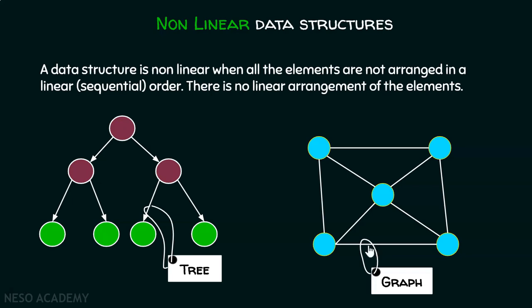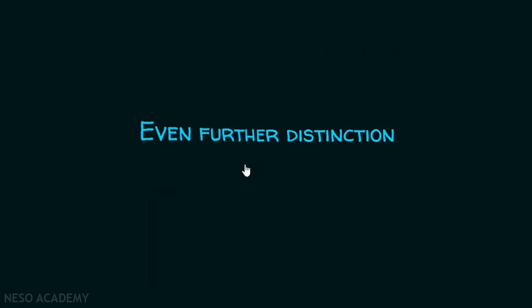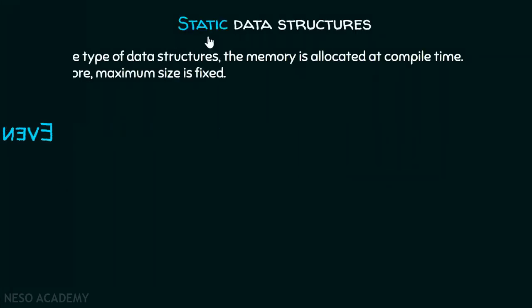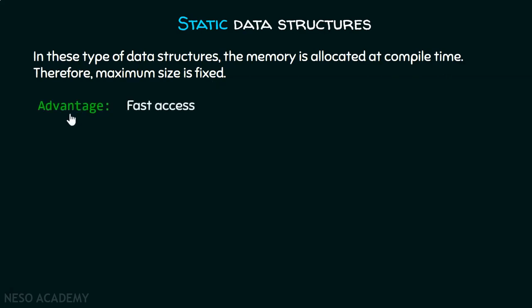After understanding the difference between a linear data structure and a non-linear data structure, let's go even further. Even further distinction we can make. We do have static data structures and dynamic data structures. Let's discuss them one by one. In this type of data structure, the memory is allocated at compile time. So static data structures are those data structures where the memory is allocated at compile time. Therefore, maximum size is fixed. The advantage of such a data structure is that we can access data very fast. But on the other hand, the disadvantage is that insertion and deletion operations are slower.